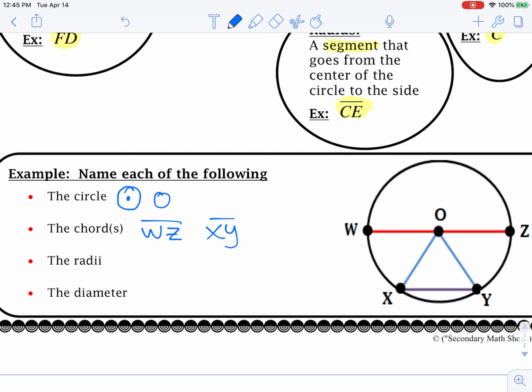The radii. We have several answers here. Remember, it always goes from the center. So OW is a radius, OZ is a radius, OX, OY. And remember, with segments, you can name them in the opposite direction. A diameter goes through the center and is a chord.